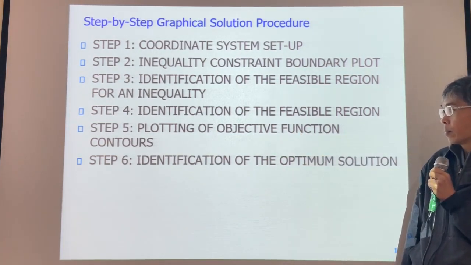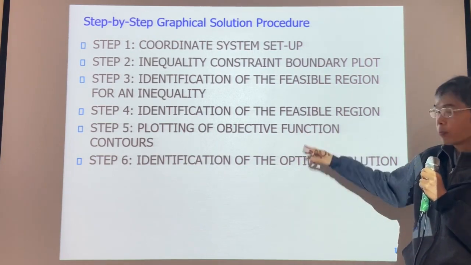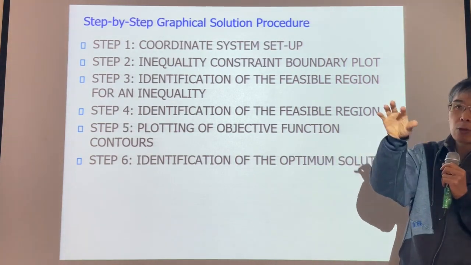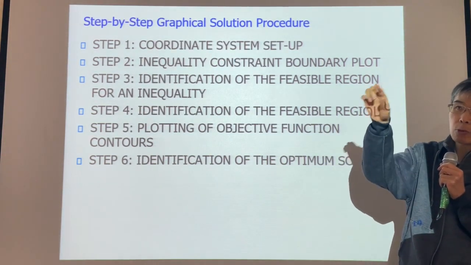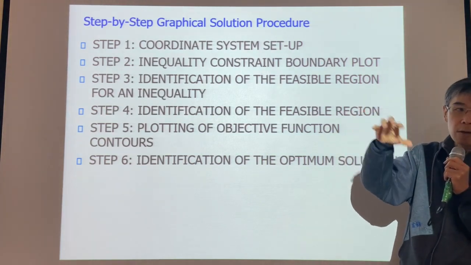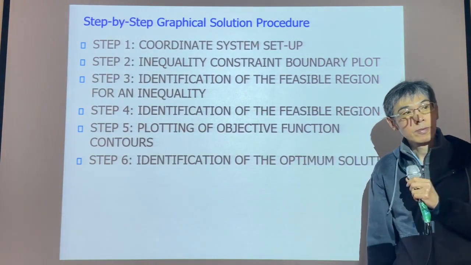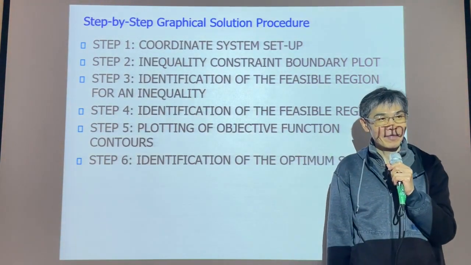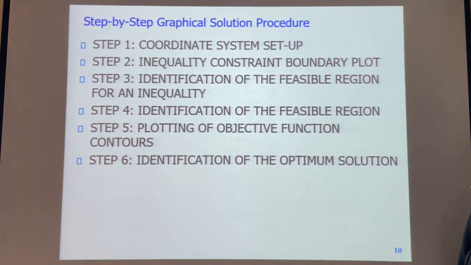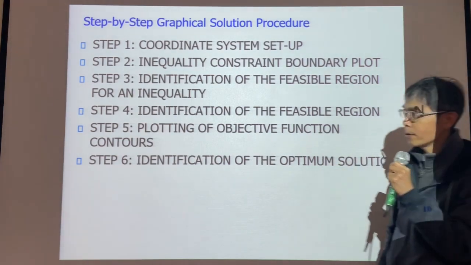Step 5: plotting of objective function contours. Now it's time to plot the objective function. Objective function equal 1000, objective function equal 2000. Let's see if they intersect a feasible region. Step 6: identification of the optimized solution. Okay, the final ultimate solution.